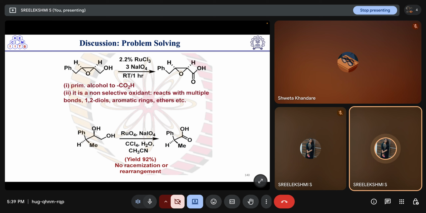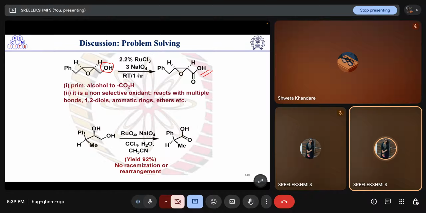Yeah. Then another example is the conversion of this primary alcohol into this carboxylic acid using the same reagent. Then it is a non-selective oxidant, that is controlling the reaction with this ruthenium tetroxide. As we saw in the case of Edison's reagent, we can keep the control over that reaction. If we need only one alcohol to get oxidized, it will stop at that stage.